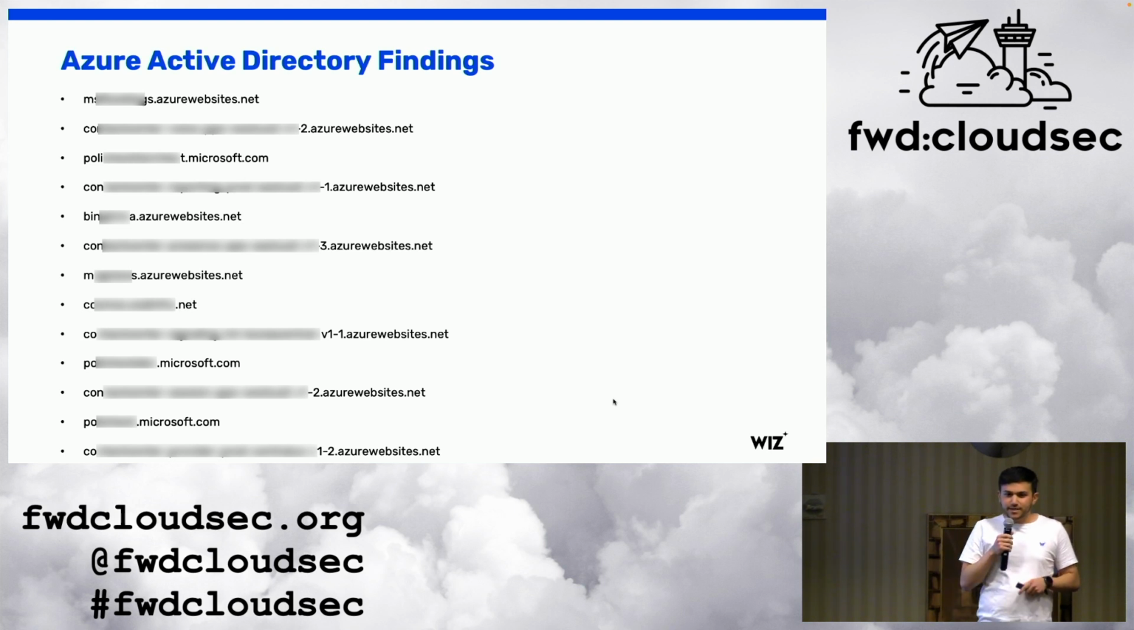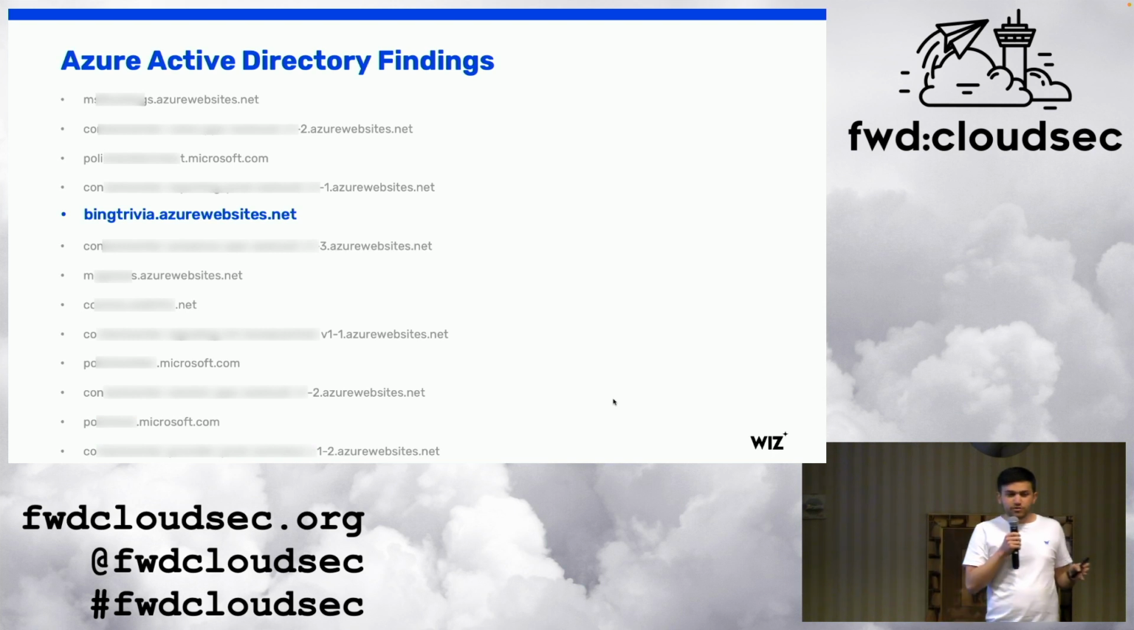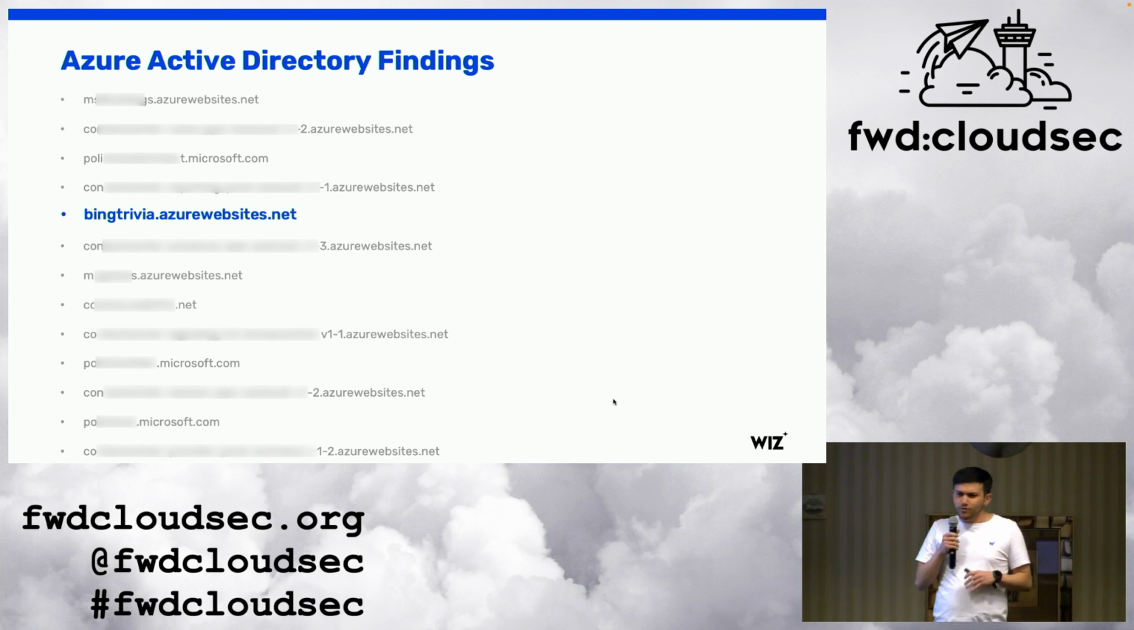And when we glanced at the list, one domain instantly caught our eyes. Talking about this domain, bingtrivia.azurewebsites.net. We saw this, we instantly thought, could this be related to Bing.com, one of the largest websites in the world that's also operated by Microsoft? Or maybe this is coincidental. So in order to figure this out, we browsed this domain and we logged in using our own user on Azure, a Wiz research user that had nothing to do with the Microsoft tenant.